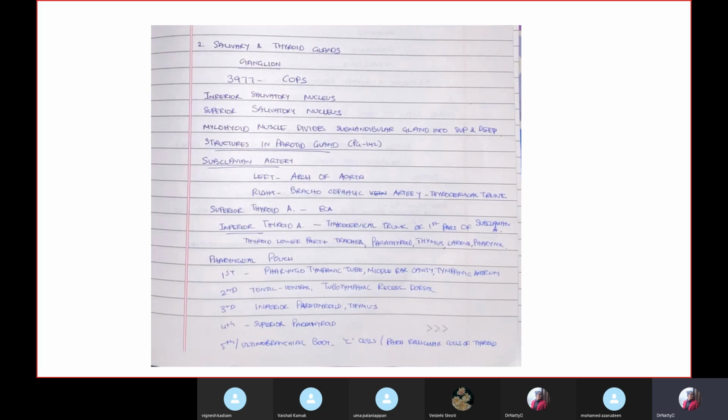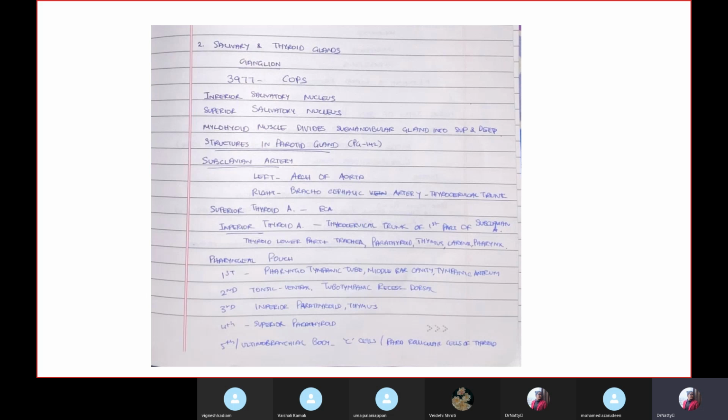So for the cranial nerves 3977, write 3977 on one side and COPS on the other. 3 stands for the oculomotor nerve, and C stands for ciliary ganglion. The nerve related to the ciliary ganglion is the oculomotor nerve. Then 9 stands for the glossopharyngeal nerve, and O stands for otic ganglion. The nerve responsible for the otic ganglion is the 9th cranial nerve. Then we have PS: P stands for pterygopalatine ganglion and S stands for submandibular ganglion. Both of them are related to the 7th cranial nerve, which is the facial nerve.